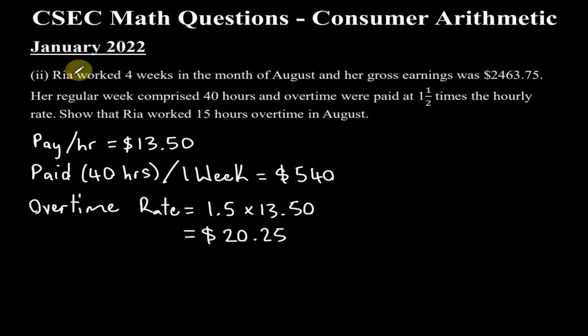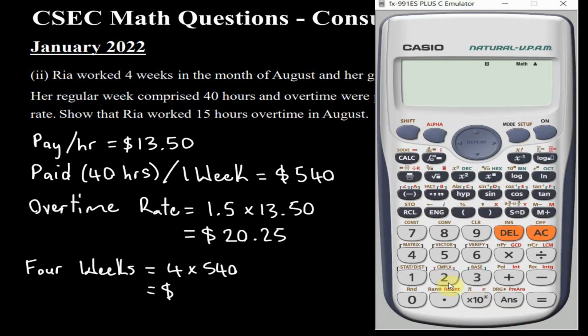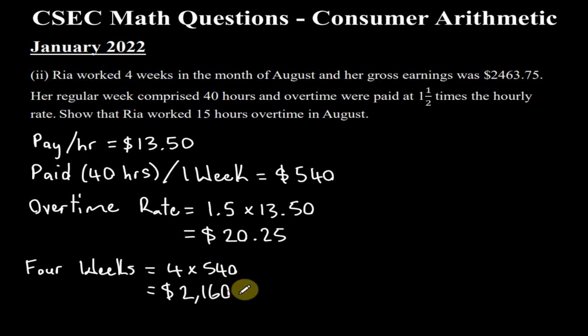Now, the next thing that we must observe, guys, is that Rhea worked 4 weeks. So if this is her pay before overtime for 1 week, let's see how much she'll earn in 4 weeks. So let's check her pay in a 4-week period. If she gets $540 in a week, then for 4 weeks, she'll get 4 times this amount. Again, we'll use our calculator to aid us. So it's 4 times 540, which is $2,160. So this would be her earning for 4 weeks.